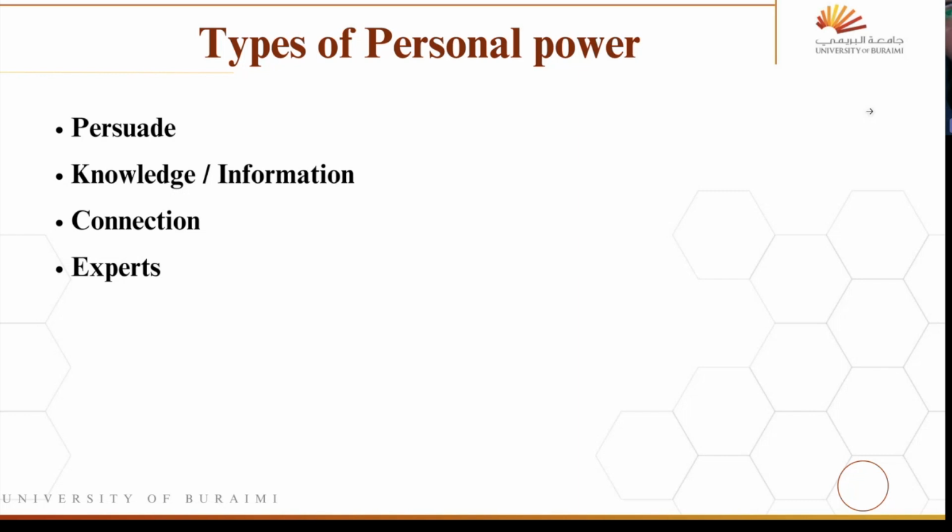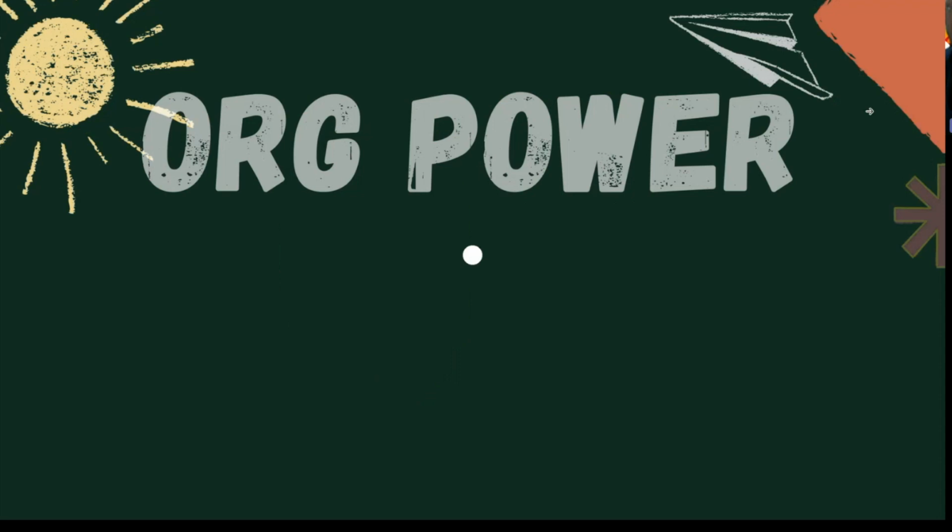Number three of the types of personal power is connection power. This is when someone is able to reach someone with organizational power, or a group of people, and build a bargain or agreement toward what they are able to do. The fourth type is expert power, or the power that comes with you by experience.